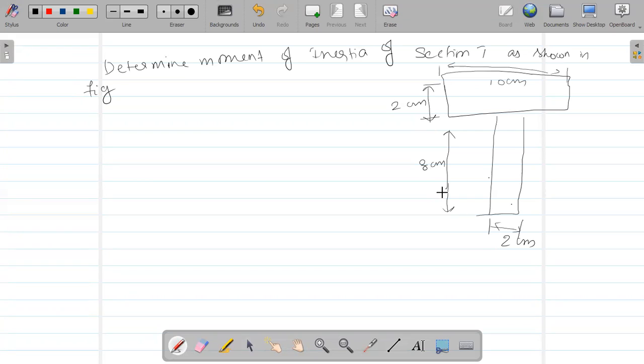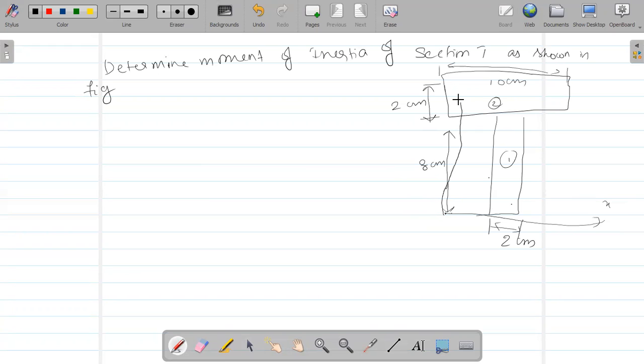So whenever this kind of problem is given, we have to first identify the CG of the sections. Let us consider this is my first section and this is my second section. Whenever you see the section, the first thing you have to do is consider the origin. So let us take this as my origin, this is my x-axis and this is my y-axis.